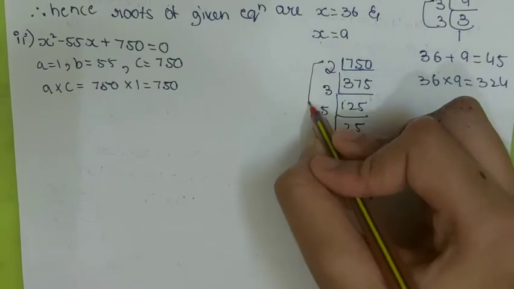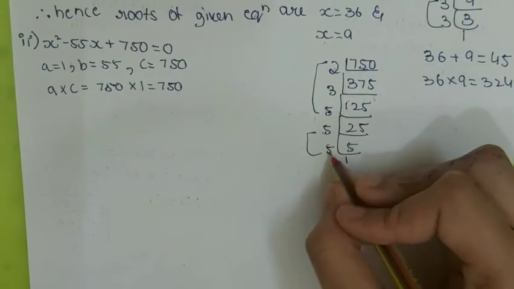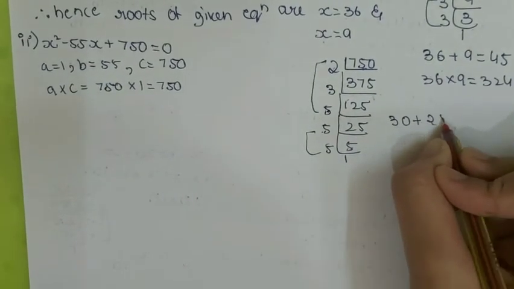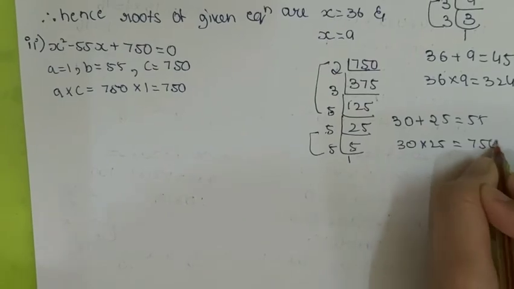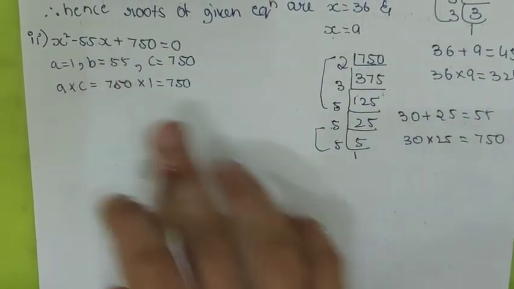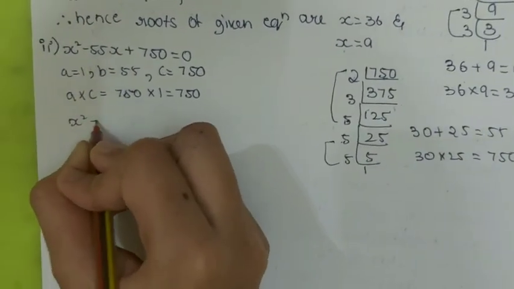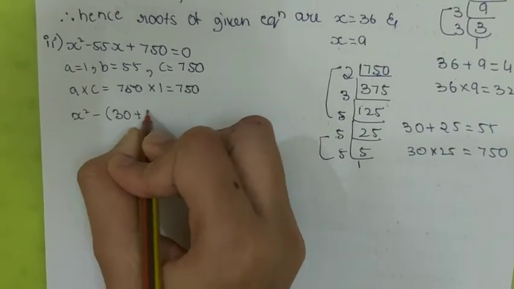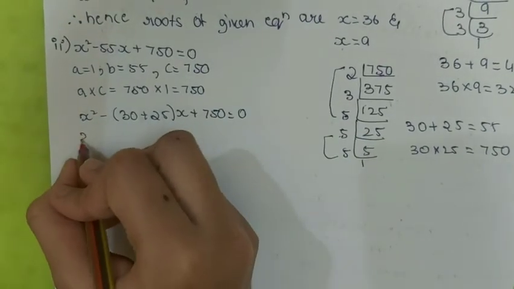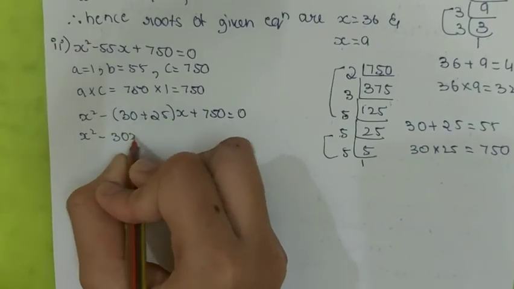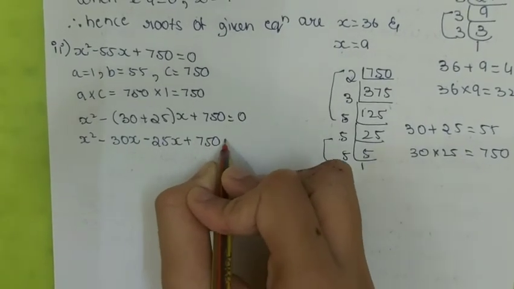I am taking this 3 and 2, so 3 2s is 6, 6 5s is 30, and 5 5s is 25. Here you can see 30 plus 25 is 55 and 30 into 25 is 750. So 55 can be written as 30 plus 25. Now I'll write x square minus (30 plus 25) into x plus 750 is equal to 0. That becomes x square minus 30x minus 25x plus 750 is equal to 0.